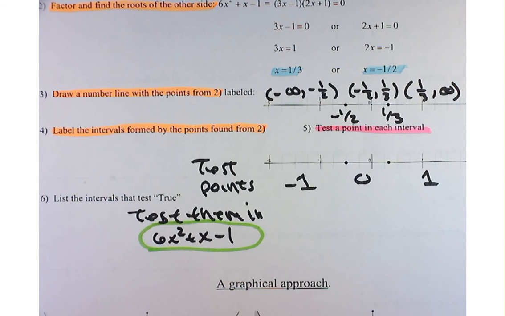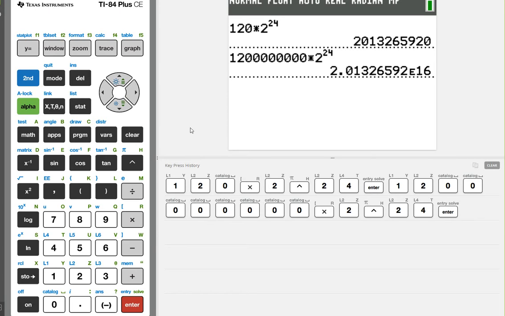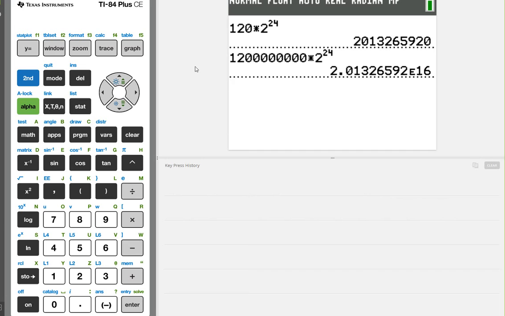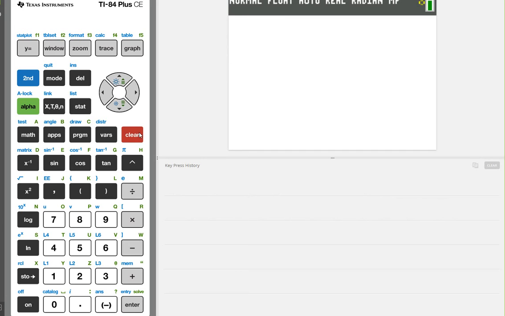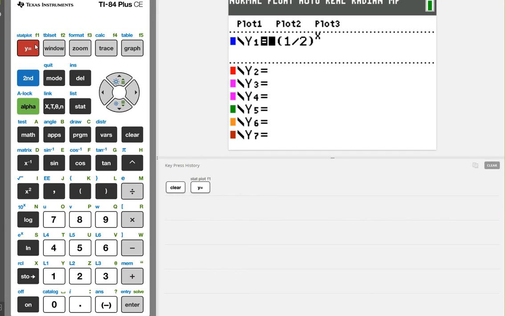You're either going to enter that expression into Desmos or into your graphing calculator. I'm going to start with the graphing calculator and do things there. So let me clear this out, and clear this. Let's get rid of this. So it's going to be 6x squared plus x minus 1.